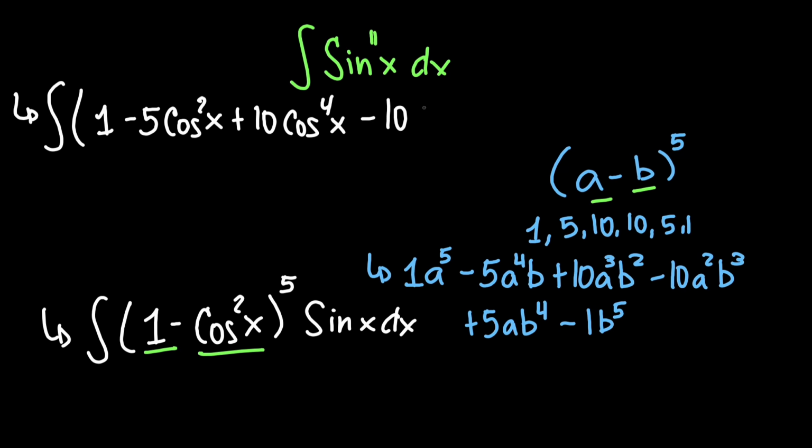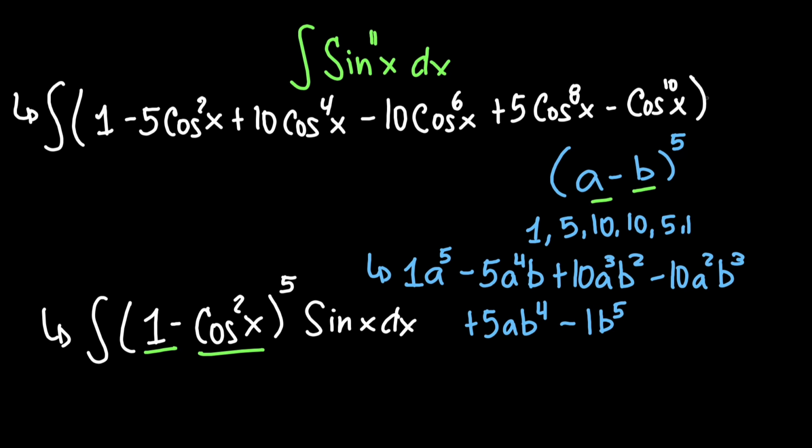minus 10 multiplied by b cubed, which is cosine to the power of 6 of x, plus 5b to the power of 4 would be cosine to the power of 8 of x, minus b to the power of 5 would be cosine to the power of 10 of x. And copy what's left, which is sine of x dx. I will just put it in here.